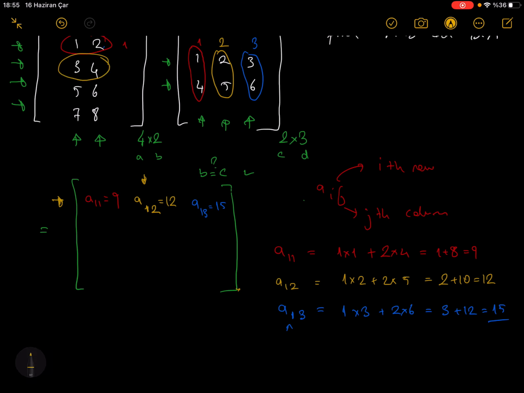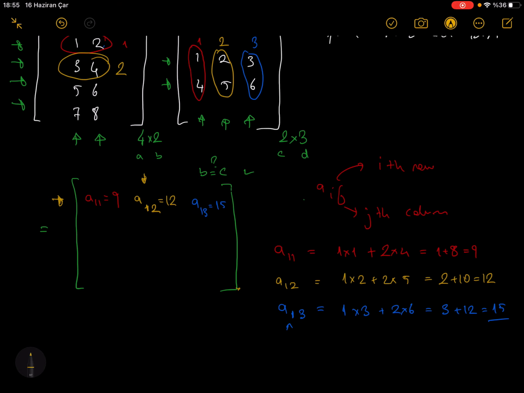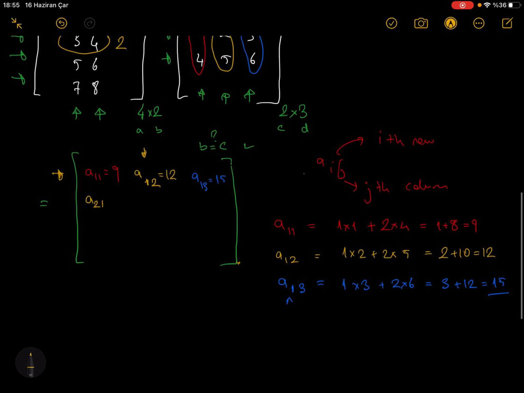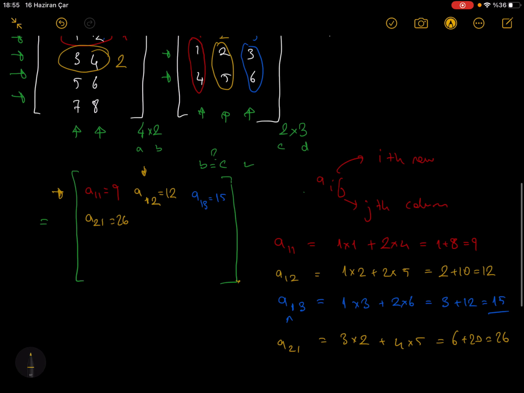So we are in the second row, right? In the first matrix, and what is it? We need to go through each column, so we start with A21, right? Let's calculate A21 as well. What is it? 3 times 2 plus 4 times 5, 6 plus 20, 26. I am going through it really fast. The second row, second column.